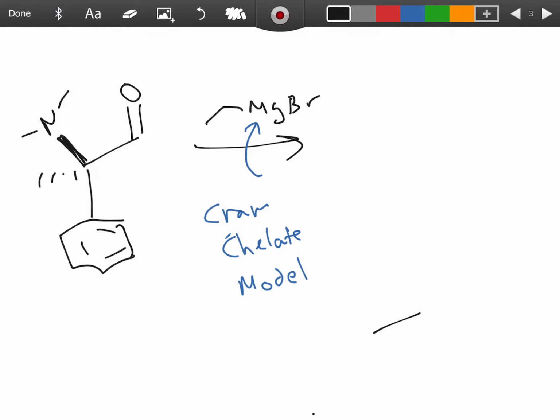Right. So what's probably easiest to do is to put your carbonyl and your group that coordinates it in the same plane. So now you can see I've got my magnesium.